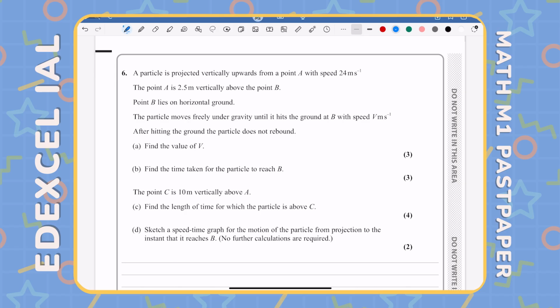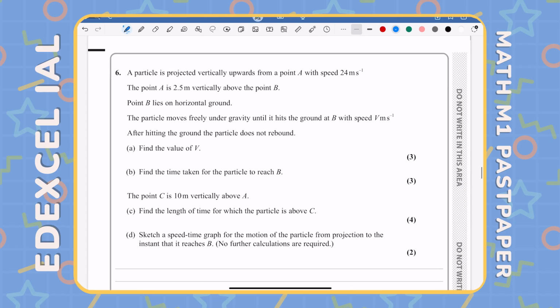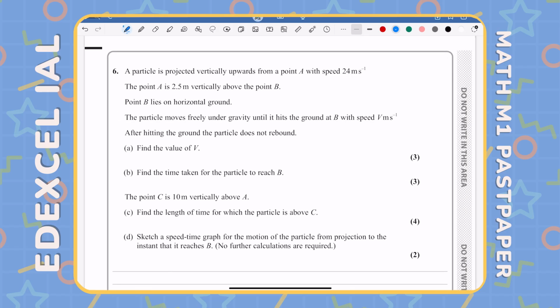The point A is 2.5 meters vertically above the point B. The point B lies on horizontal ground. The particle moves freely under gravity until it hits the ground B with speed v meters per second. Okay, why is this speed important? We'll talk about that in a minute. After hitting the ground, the particle does not rebound. That means it stays on the ground. That's it. Find the value of v.